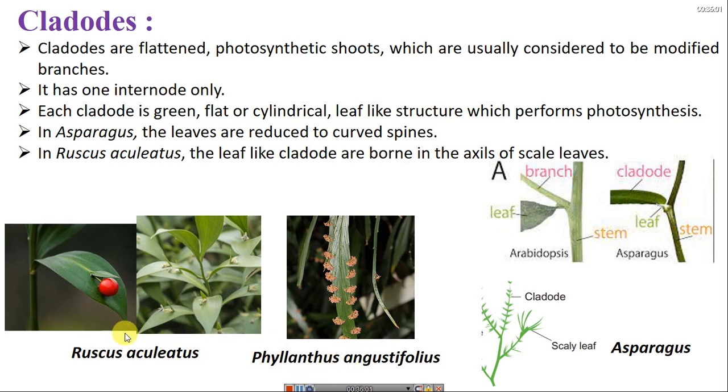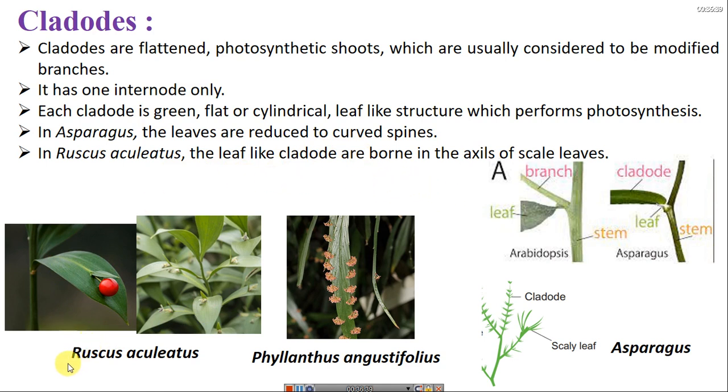So they are stem modifications, and we can identify a stem always with the presence of nodes and internodes. At nodes you will find leaves, flowers, fruits, right? So if you can see a fruit or flower arising from these leafy structures, you can be sure that this is not a leaf, rather a stem. So these are modified stems, photosynthetic stems. Okay, each cladode is green, flat, or maybe cylindrical, leaf-like structure which performs photosynthesis.